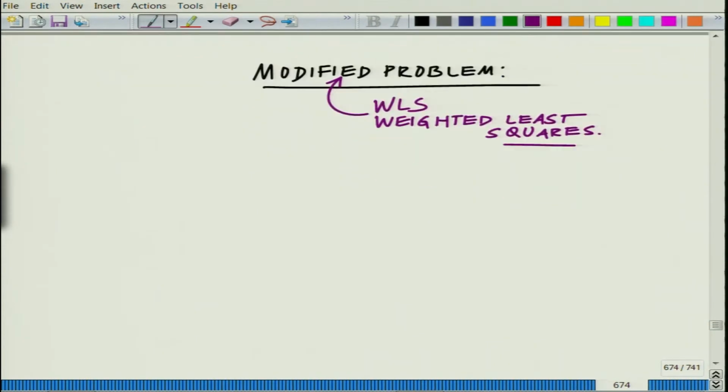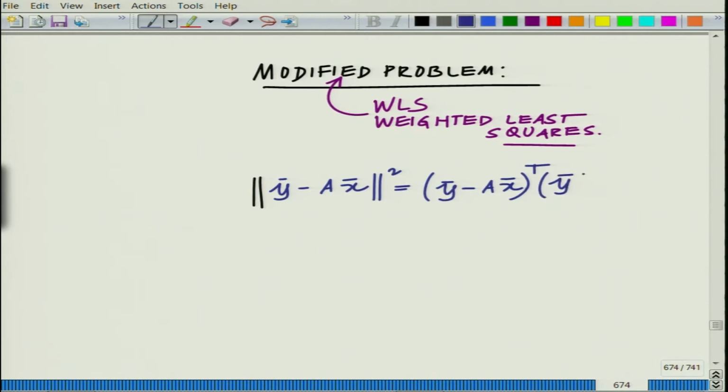If you look at the least squares problem, that is the norm of y bar minus A x bar squared, you can write this as y bar minus A x bar transpose times y bar minus A x bar. Now, this is your least squares problem. Now introduce a weighting matrix. So, this is your LS.